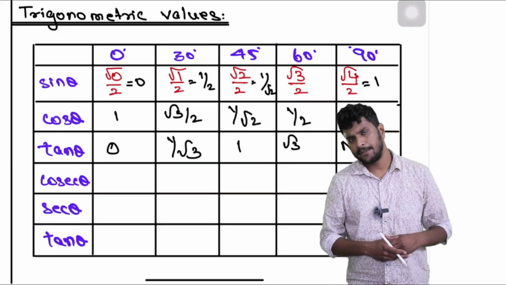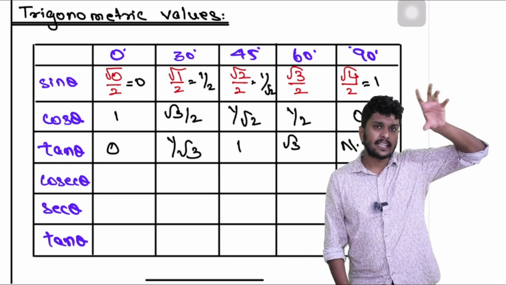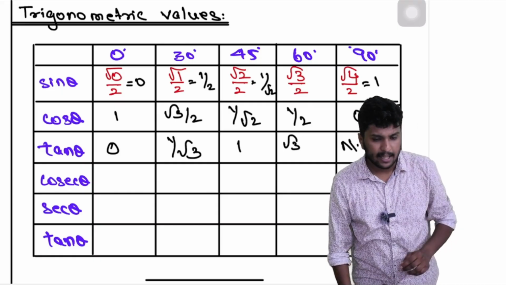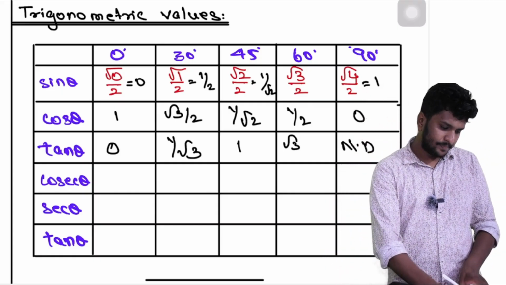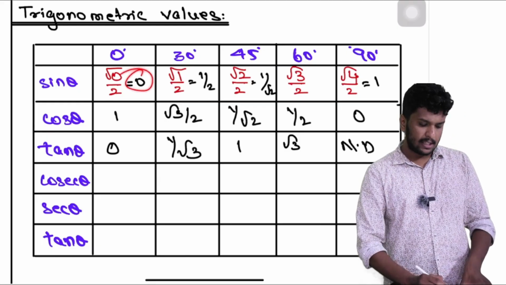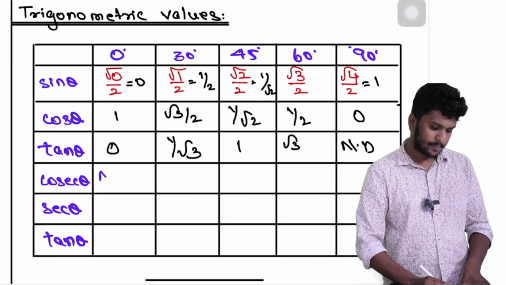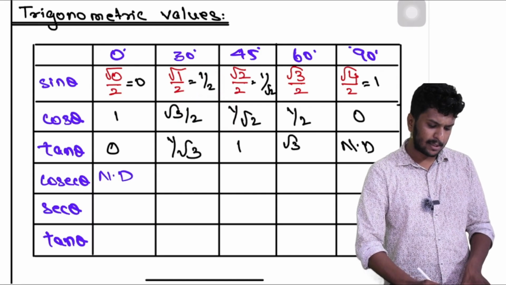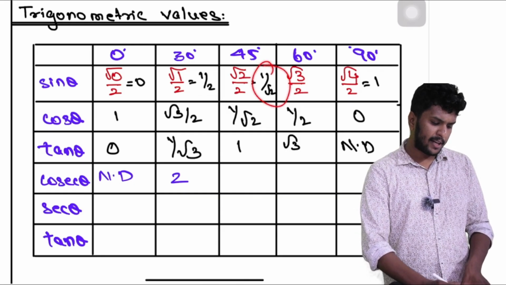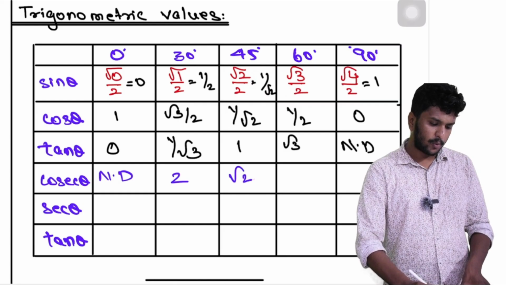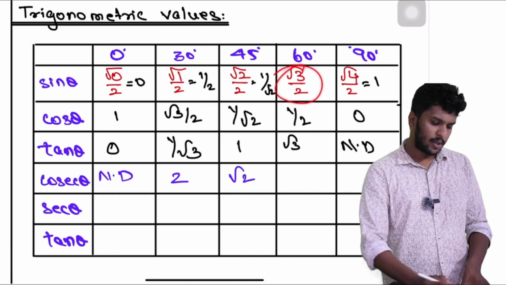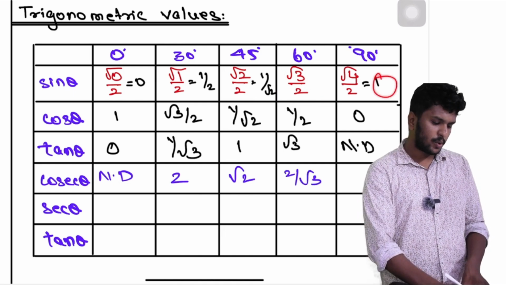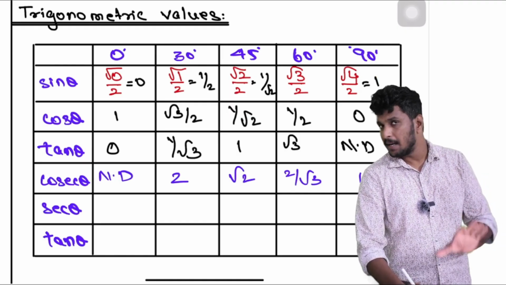Okay, now moving on to cosec. You don't have to memorize the values of cosec by heart. If you know the sine values, its reciprocal gives the cosec values. So look, sine 0 is 0, so cosec 0 is not defined. Sine 30 is 1 by 2, so cosec 30 is 2. Sine 45 is 1 by root 2, so cosec 45 is root 2. Sine 60 is root 3 by 2, so cosec 60 is 2 by root 3. Sine 90 is 1, so cosec 90 is also 1.